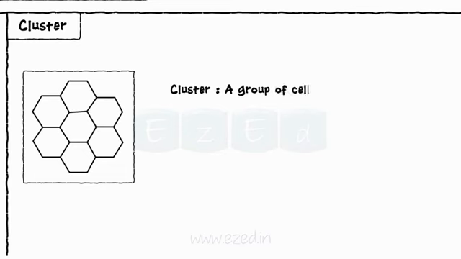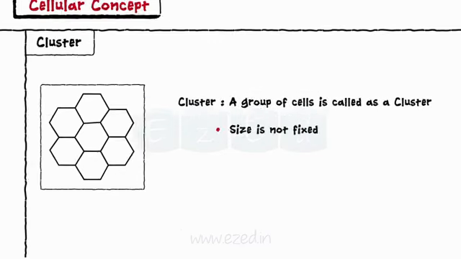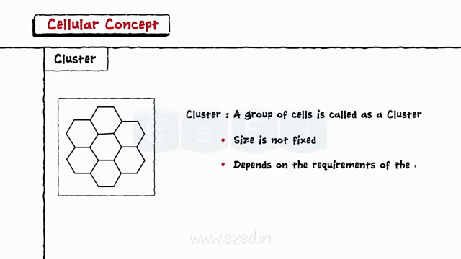The next concept is a cluster. A group of cells is called a cluster. The cluster size is not fixed. It depends on the requirements of the area.